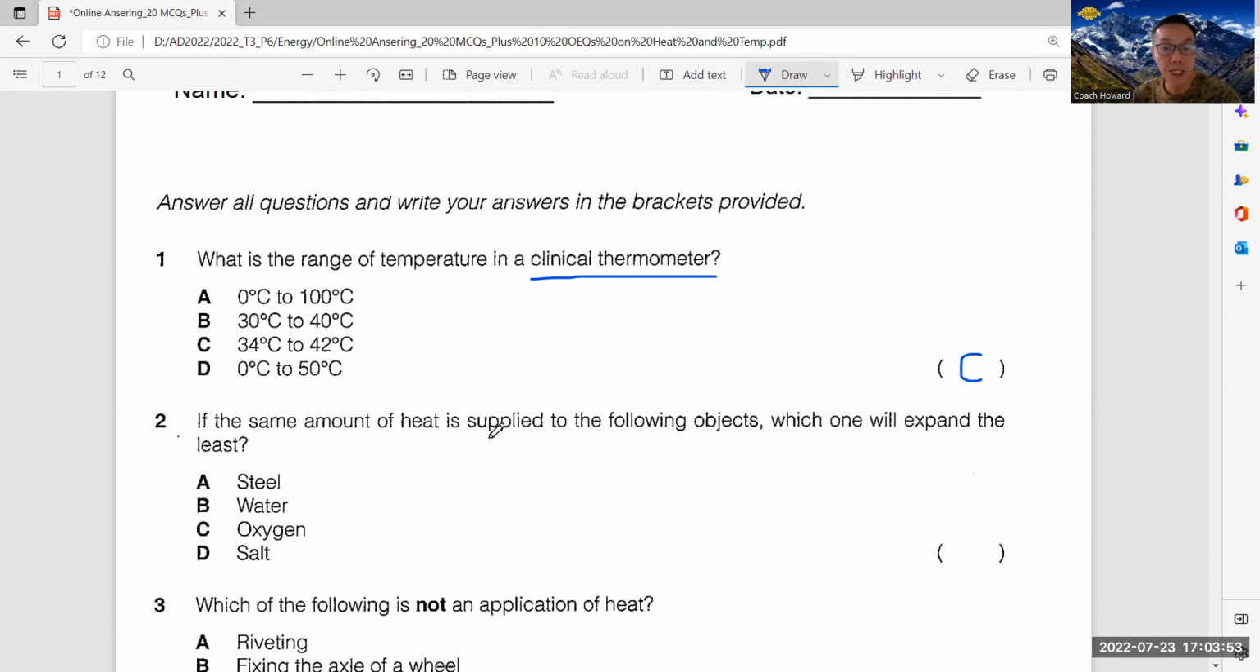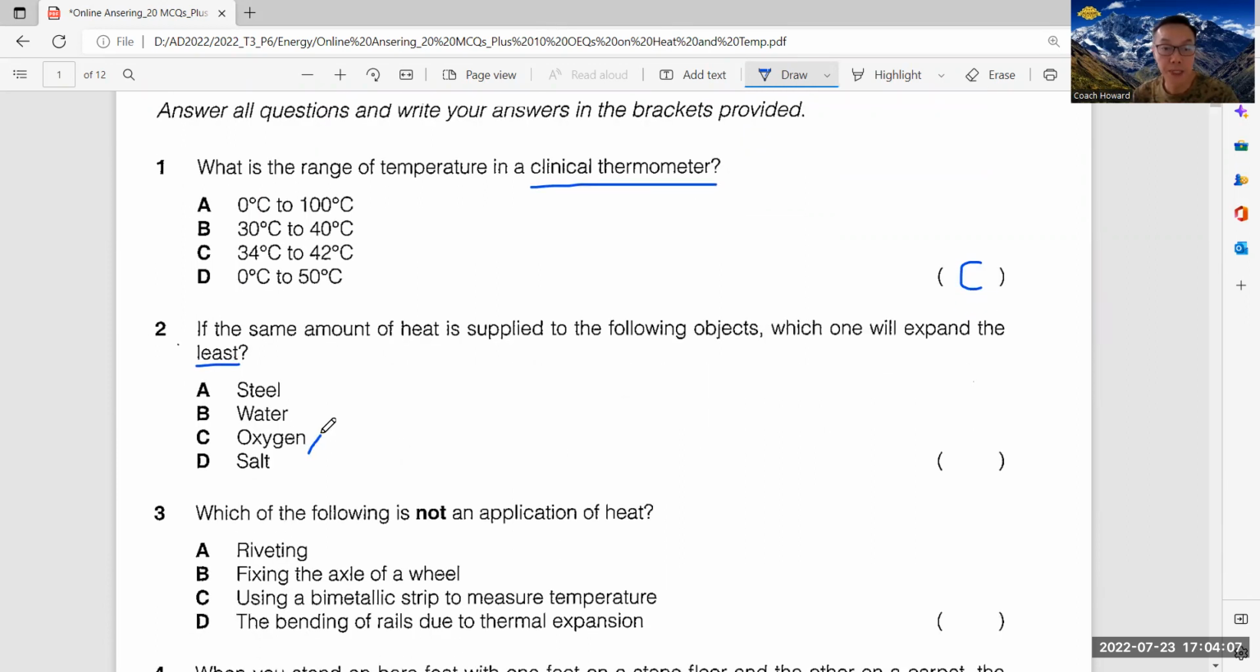If the same amount of heat is applied to the following objects, which one will expand the least? Okay, this one you got to understand. Solid, liquid, gas. With the same amount of heat, gas will expand the most. So if you know that, then you eliminate oxygen because it's a gas. Secondly, liquid will expand more than solid. So water will be out. So you're only left with A and D.